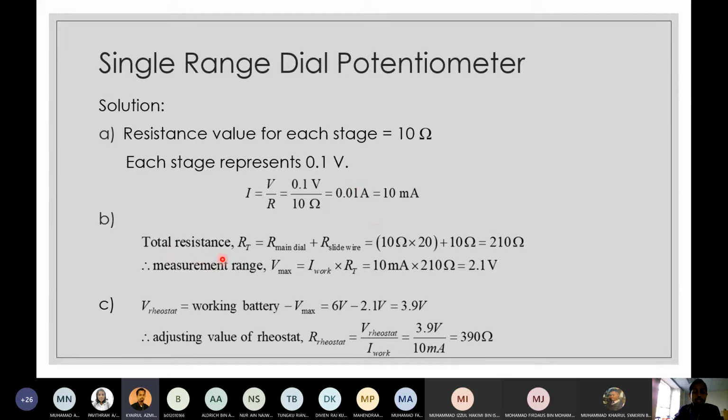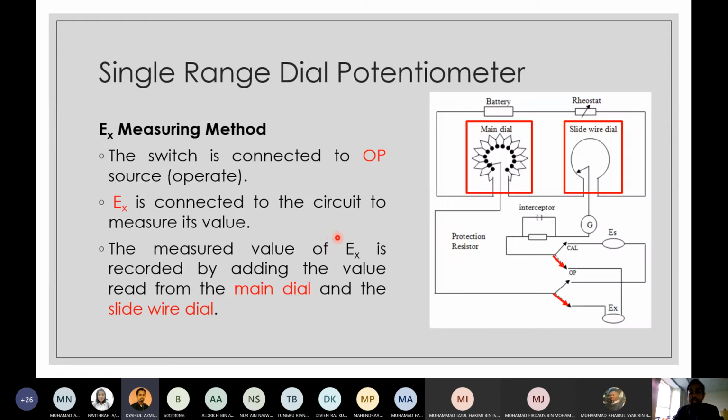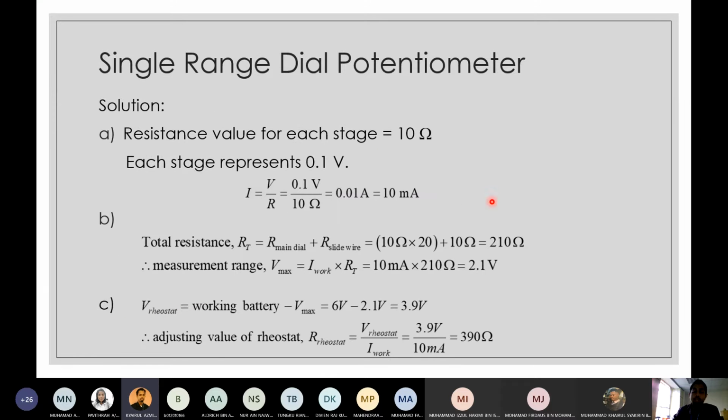Now we determine the total resistance. The total resistance comes from the main dial and the slide wire. If you go back to the slide, the total resistance comes from this part here plus this part here connected to the circuit, so we need to add them together. We have 10 ohms multiplied by 20 stages, so we get 200 ohms.